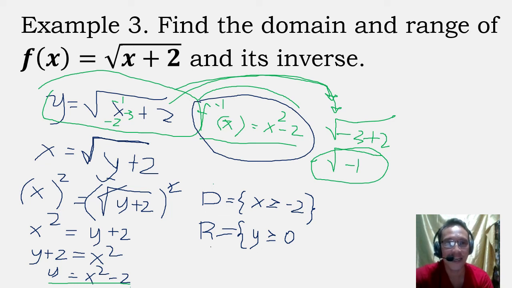At, pag ginamit natin, let's say, yung negative 1, so negative 1 plus 2 is positive 1. So, positive 1 is positive 1 also. And positive 1 is greater than 0. So that's why ang range natin ay greater than or equal to 0. So these are the domain and range of the original function.